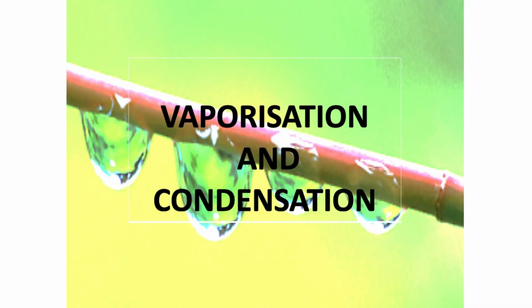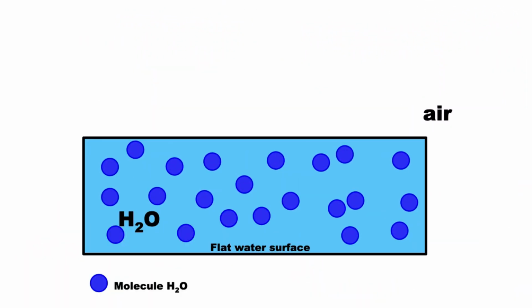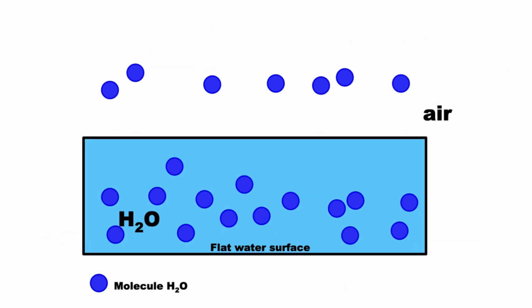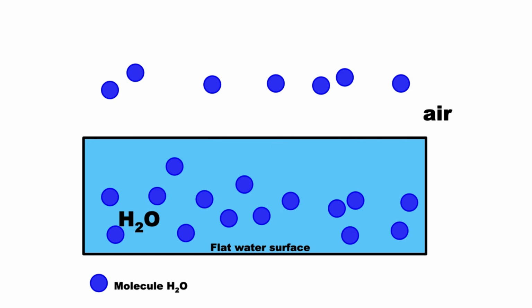Next, vaporization and condensation process. Vaporization is the process in which a liquid is transformed into a gas through a surface, while condensation is the process in which a gas is transformed into a liquid.